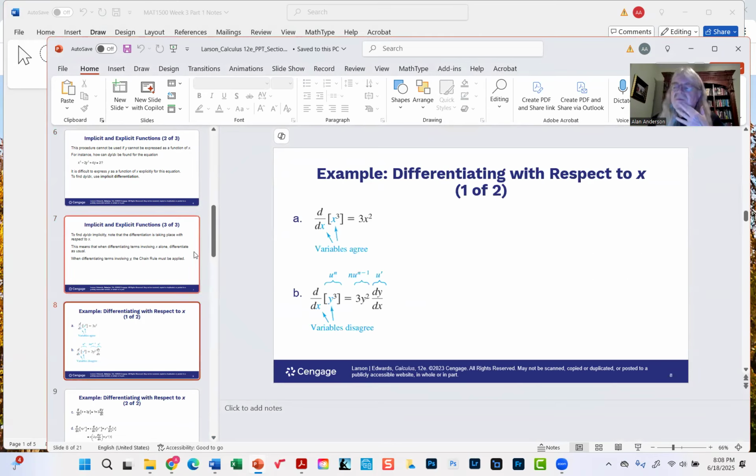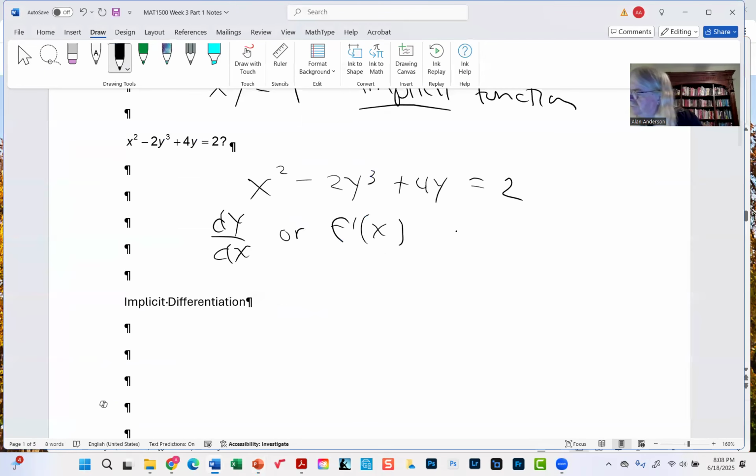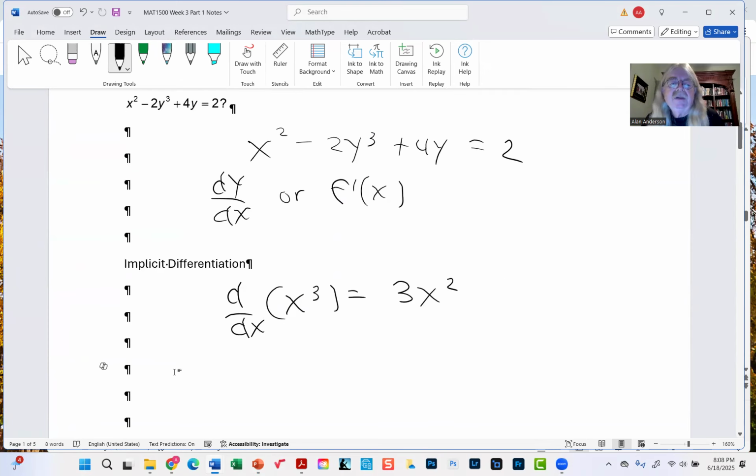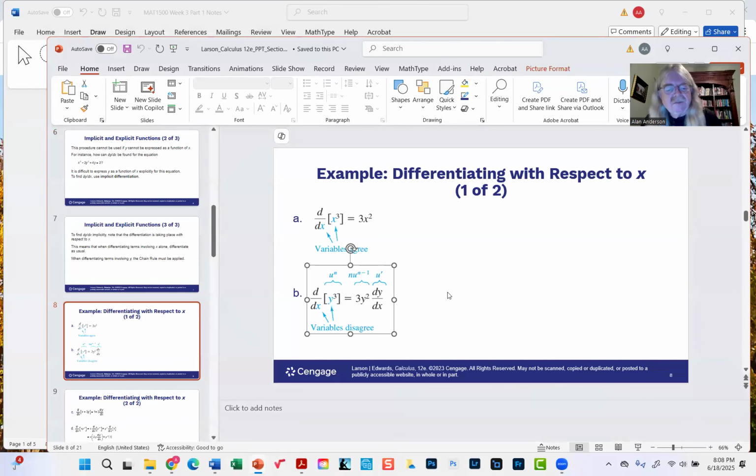Now here we have no problem. Clearly the derivative of x cubed with respect to x is 3x squared. We know that from the power rule. Because this expression is written in terms of x only, we can use our normal rules of differentiation. But what about this case? Now we're getting into some unique territory.